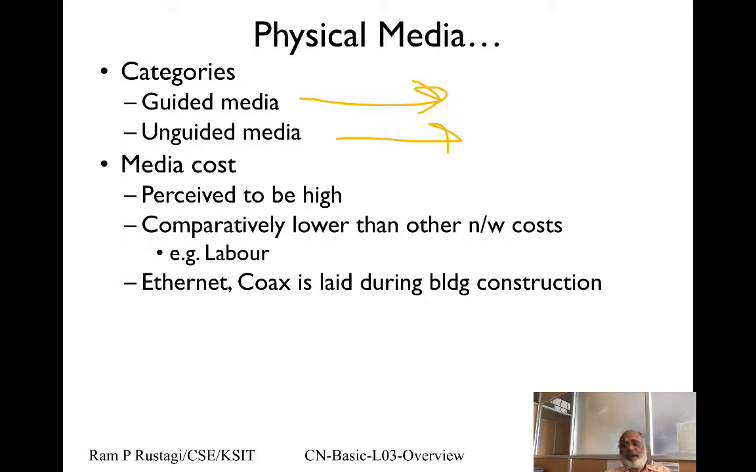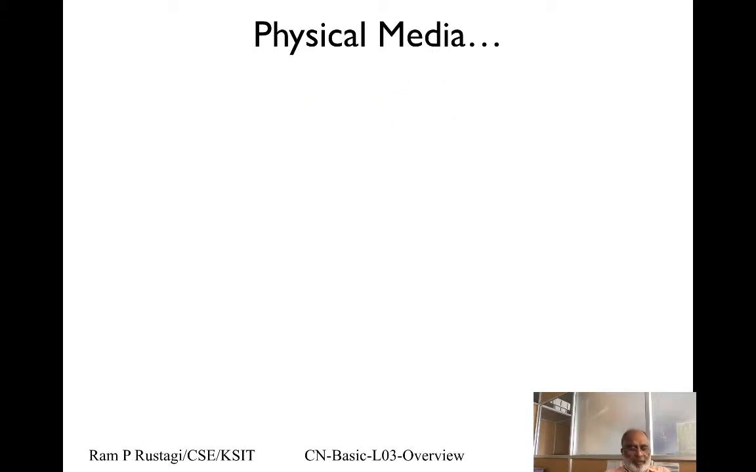The perception is that the cost of wired media is high. Actually, it is far from the truth. The cost of the cable is very low. If you buy a UTP cable or an Ethernet cable, it probably costs you 5 rupees per meter, but the cost of laying is way too high. It probably varies from 30 rupees, 50 rupees, to 100 rupees per meter, depending upon how the duct has to be laid. So the cost of laying the cable is a lot more than the cost of the actual wired media.